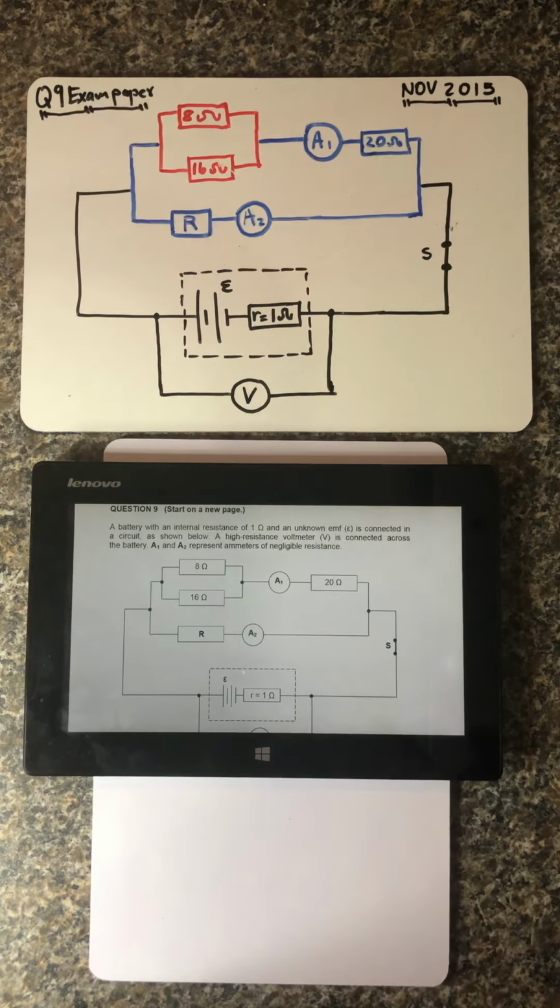Okay, so that means 0.3 volts will be lost as a result of that internal resistance. So that internal resistance resists some of the voltage from being used. So only 2.7 will be used.